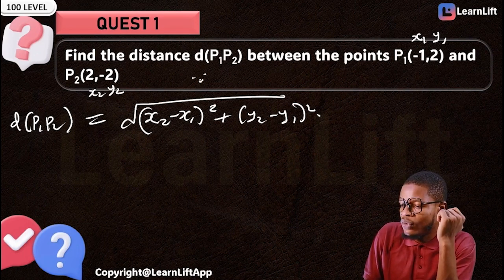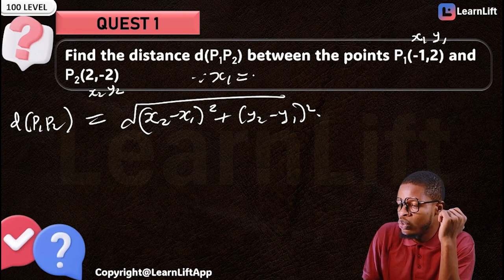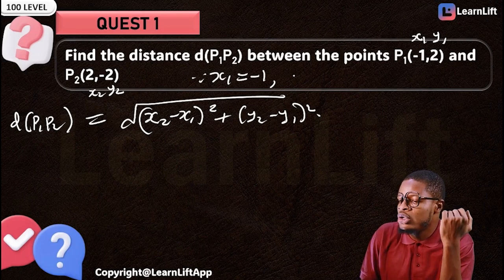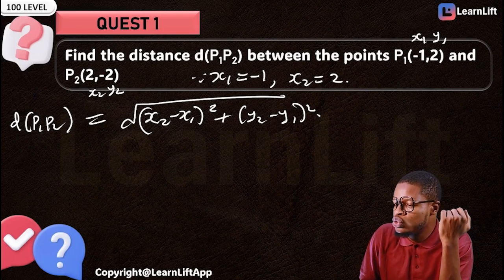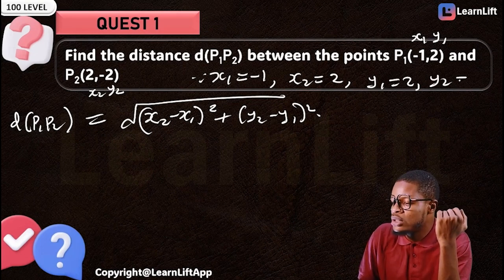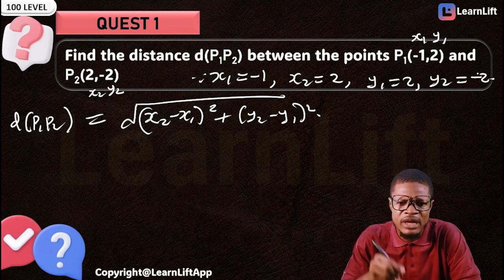So that means, therefore, that our x1 is equal to what? Minus 1. Yes. Your x2 is equal to what? 2. Yes. Your y1 is equal to 2. Yes. Your y2 is equal to what? Minus 2. Trace all of them and see.